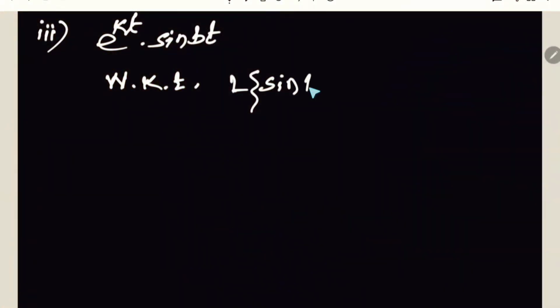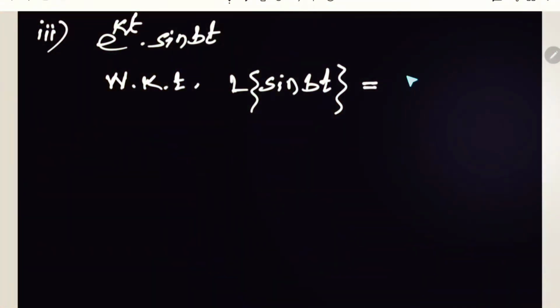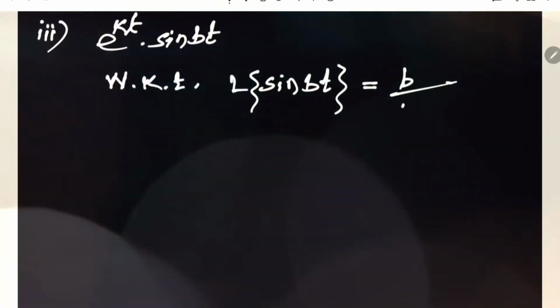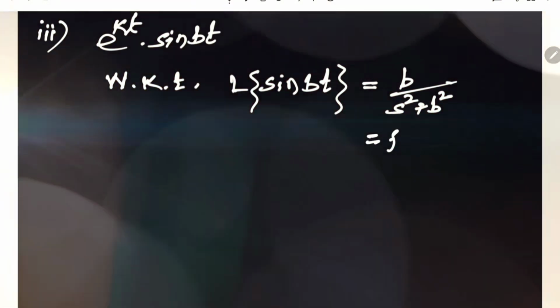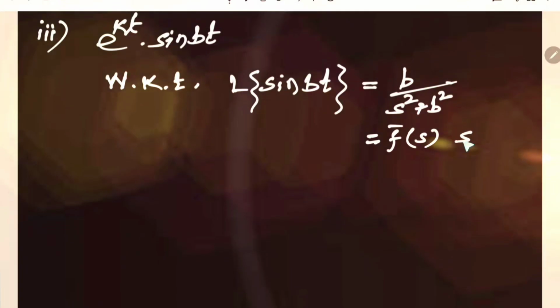Then we go for the third example, e raised to kt into sine of bt. Therefore, we consider f of t as sine bt. We know this result for Laplace of sine bt as b upon s square plus b square, a standard result of Laplace of sine at as a upon s square plus a square, and we call this as f bar of s.